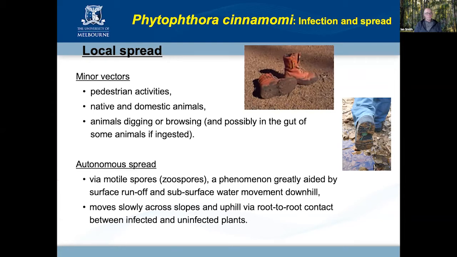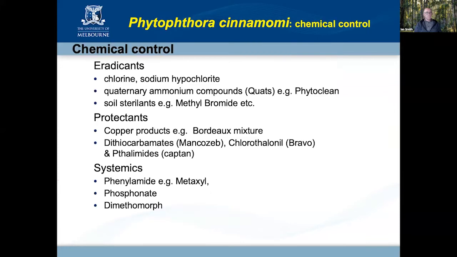It's no real comparison. But even by itself, the pathogen, once it's in the soil, spreads via motile spores, the zoospores, those little tiny ones you saw come out of that sporangia. They swim through the soil. It's a phenomenon greatly aided by surface runoff and subsurface water movement downhill. It can move across slopes too, and uphill via root-to-root contact between infected and uninfected plants. You'll remember that it can only move through soil when the soil is actually at field capacity. It can't move when there's not enough water between the soil particles.